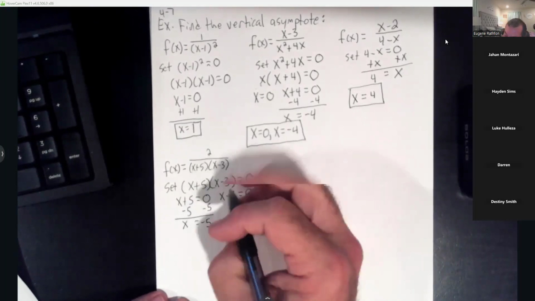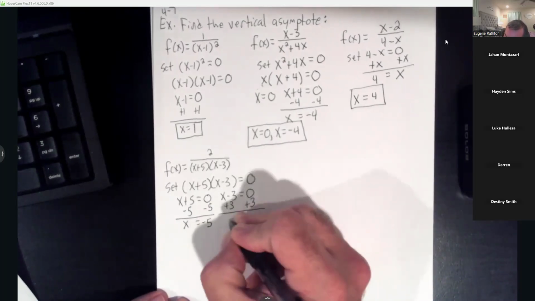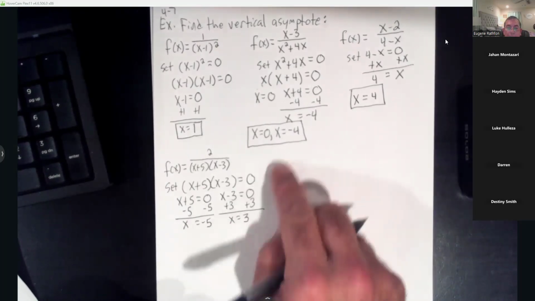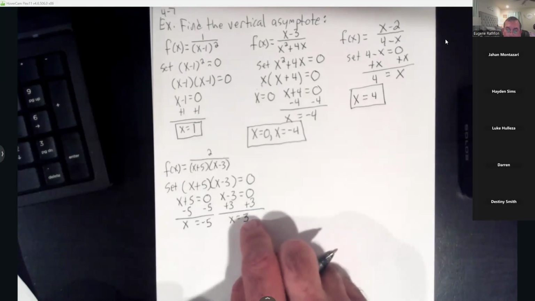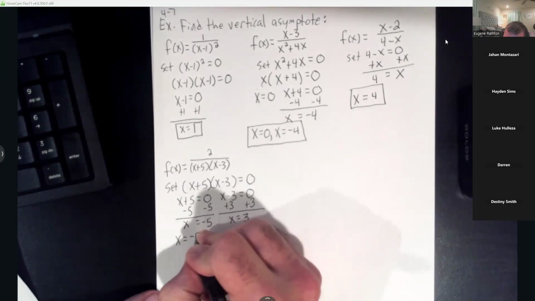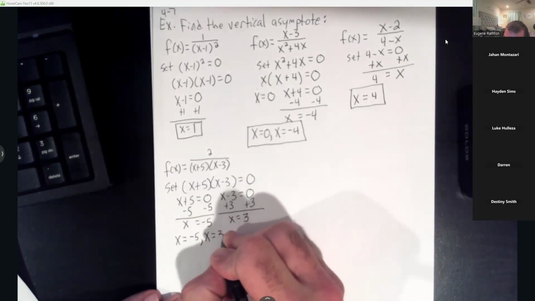And then on this one, we would add 3 and get x equals +3. So these would be vertical asymptotes, 2 of them that the graph couldn't cross over. So in MATLAB, I would put x equals -5, comma, x equals +3.